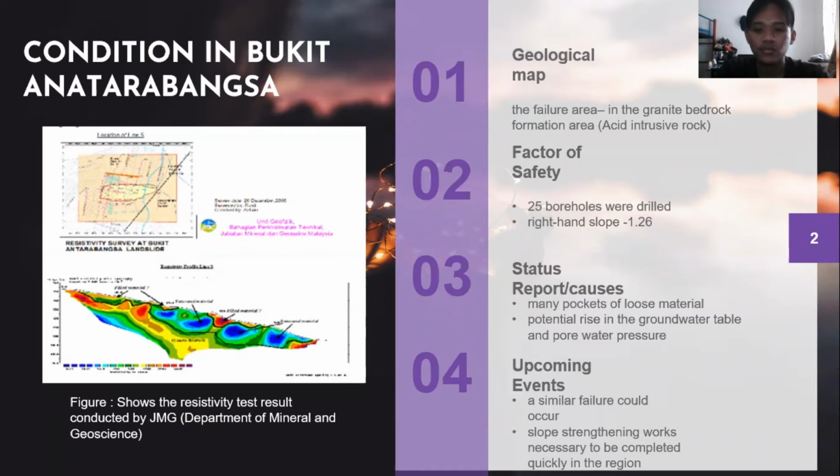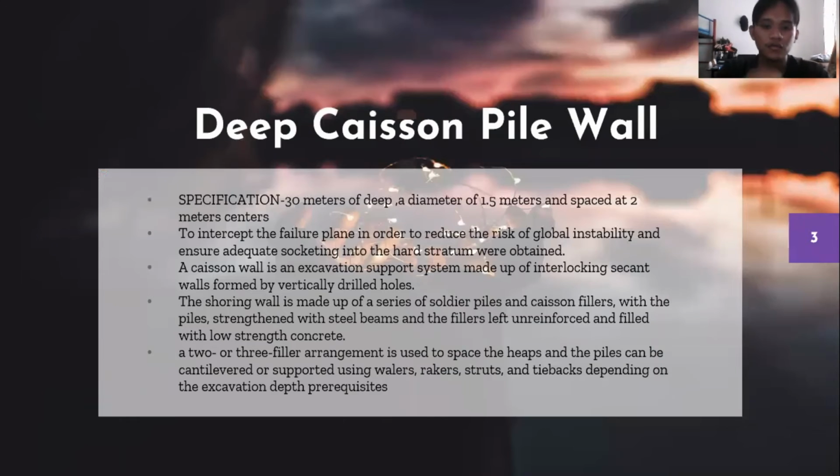And now we go into the status report on the causes of the failure. Based on the data and certain research, we can see many pockets of loose material, and next, the potential rise in the groundwater table and poor water pressure. For upcoming events, if we cannot do anything about this area, a similar failure could occur, and the slope strengthening works need to be completed quickly in this region. In the figure, we can see the resistivity test result conducted by JMG, which is the Department of Minerals and Geoscience.